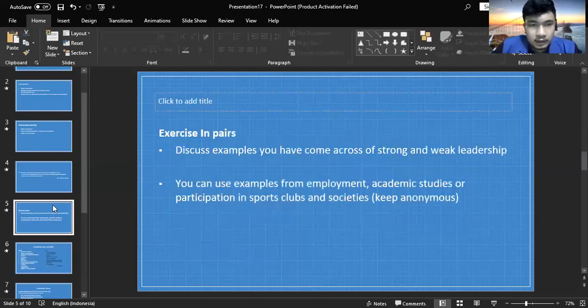Exercise in pairs. Discuss examples you have come across of strong and weak leadership, and you can use examples from employment, academic studies, or participation in sports clubs and societies.